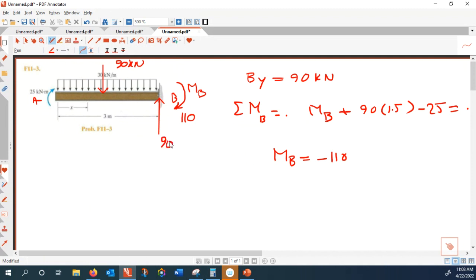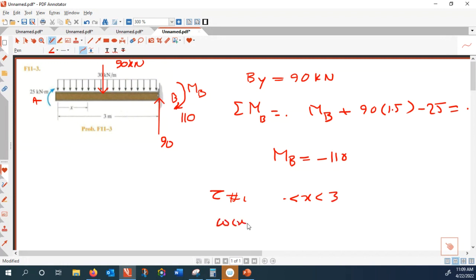And this one is 90. Okay, now we start with W of X. First of all, how many zones are here? One zone, yeah? So with that one zone, X is changing in zone number 1. X changes between 0 to 3.